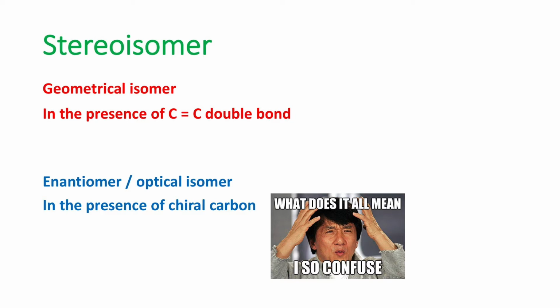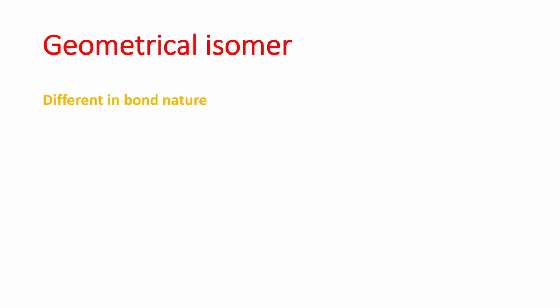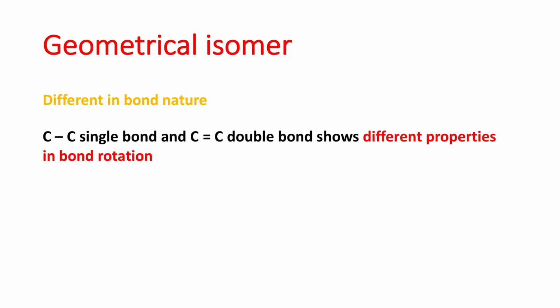Don't worry if you have no idea what chiral carbon is at this moment. We will come back to this soon. So let's start. Geometrical isomer. Due to differences in nature, the C-C single bond and double bond behave differently when there is bond rotation.